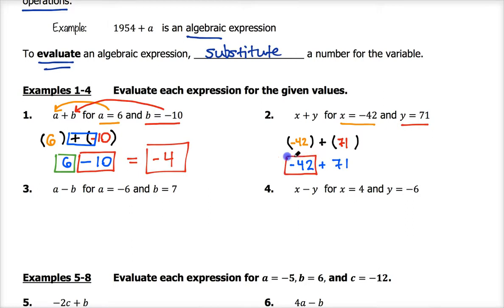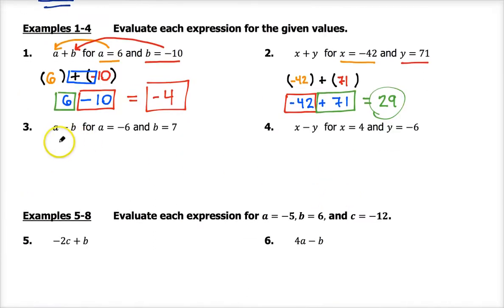So I start with negative 42 and then I add 71. Different signs here, so we're going to take the difference of 71 minus 42. And if you do that correctly, you should get 29. So the answer is positive 29.